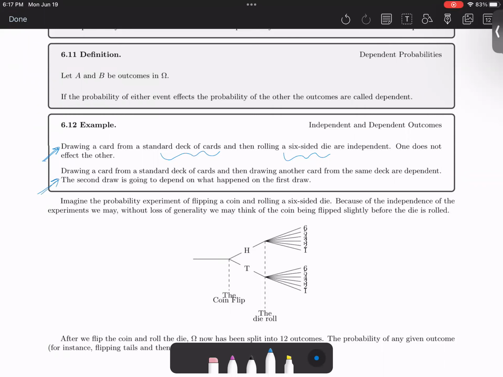For an example of dependent events, let's imagine that we draw from that same deck of cards, and then we draw again from that exact same deck. So we don't say that we replaced the card. If we did, then they would be independent events. But because we draw twice without replacement, the second draw is going to depend on what happened the first time, right?